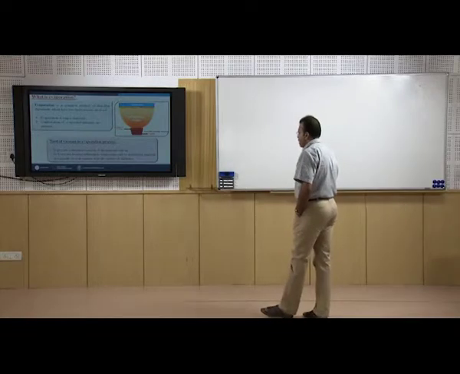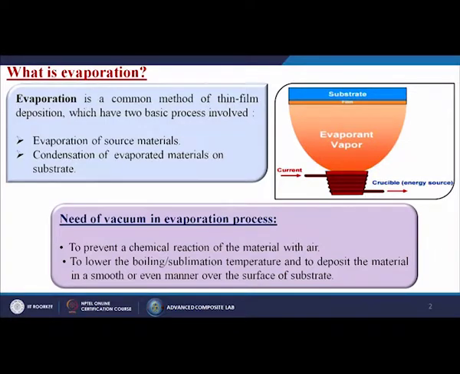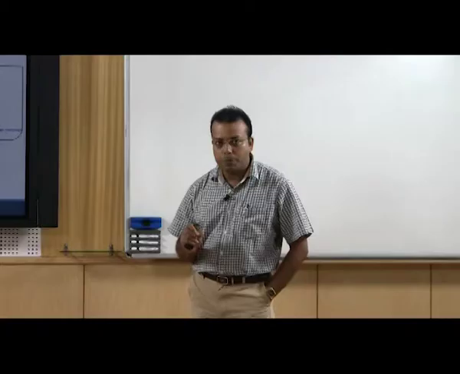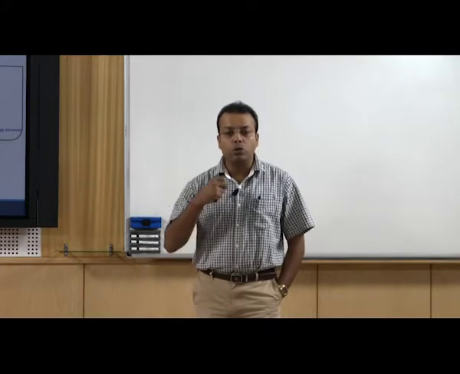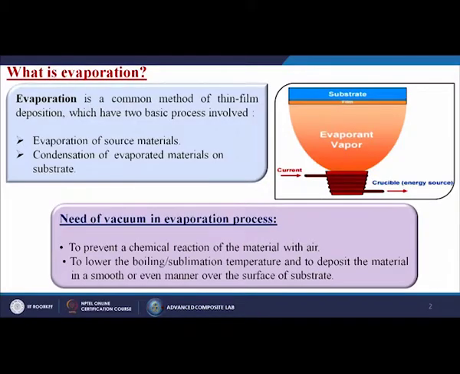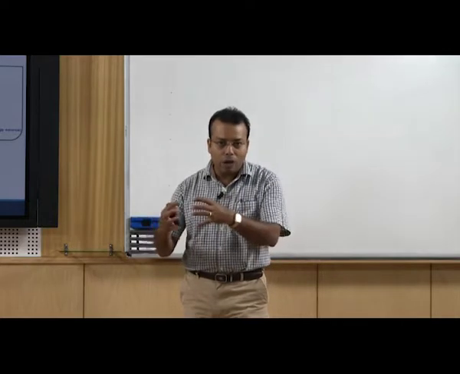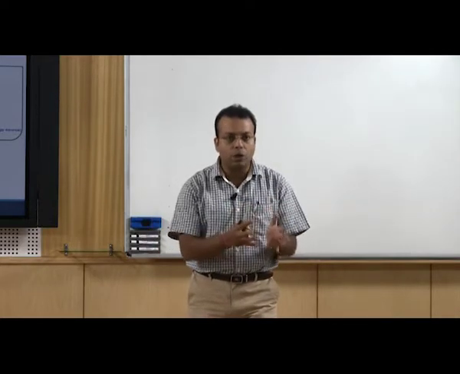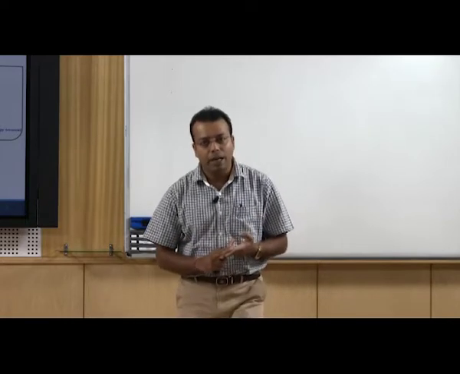Before we start, let us first know what evaporation is. Evaporation is a common method of thin film deposition which involves two basic processes. The first one is the evaporation of the source materials, whatever target materials we are going to coat onto a substrate material, and the second one is the condensation of the evaporated materials on the substrate. So first we are agitating the target materials so that ions or molecules come from the target materials, and then they go through nucleation and growth onto the substrate materials. These are the two main aspects of the evaporation technique.